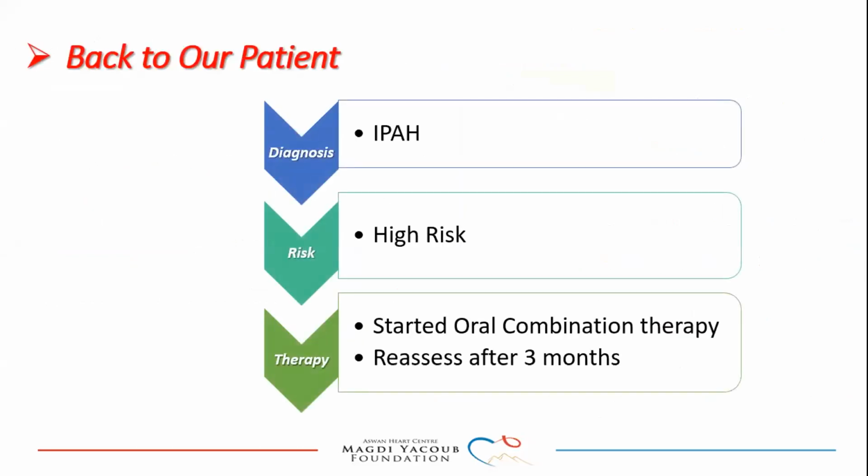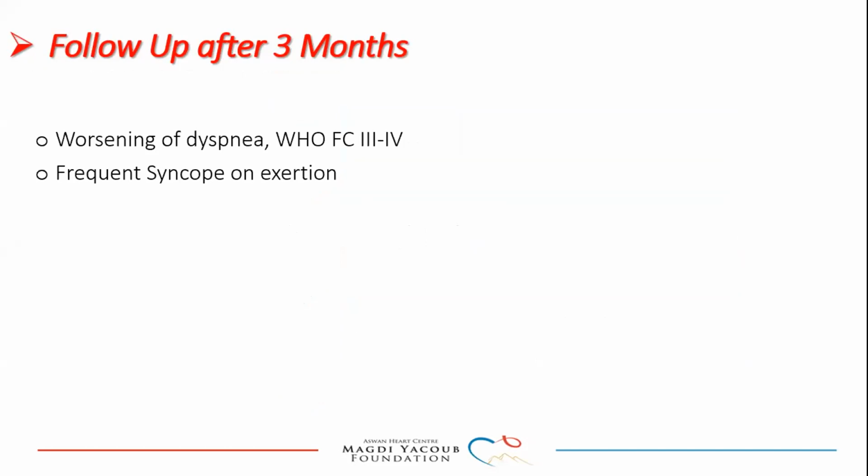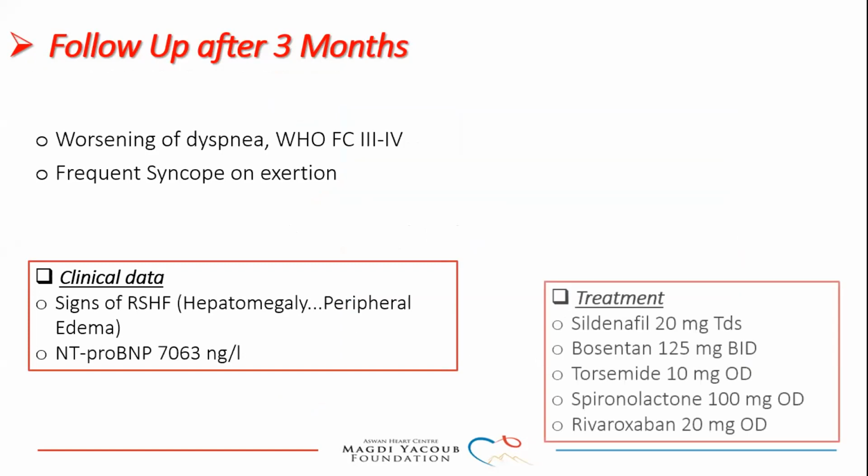Right, back to our patient. To wrap up, he was diagnosed with idiopathic PAH with a more or less high risk category. So he was started on oral combination therapy, to be reassessed after 3 months. His follow-up after 3 months, unfortunately, showed a worsening of his dyspnea and more frequent attacks of syncope, highly elevated pro-BNP, and he was already on double oral combination therapy, sildenafil and bosentan, in addition to diuretics and oral anticoagulation, and the patient started to develop atrial arrhythmia.